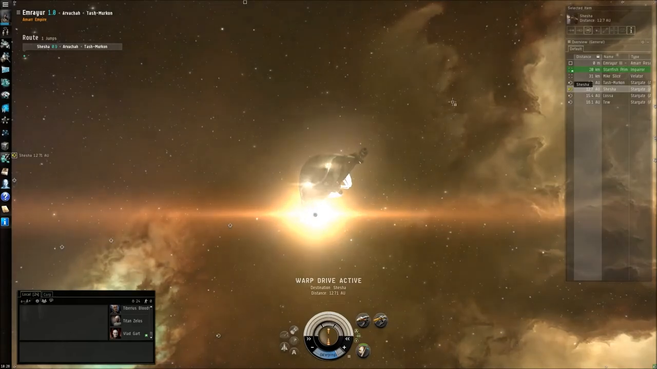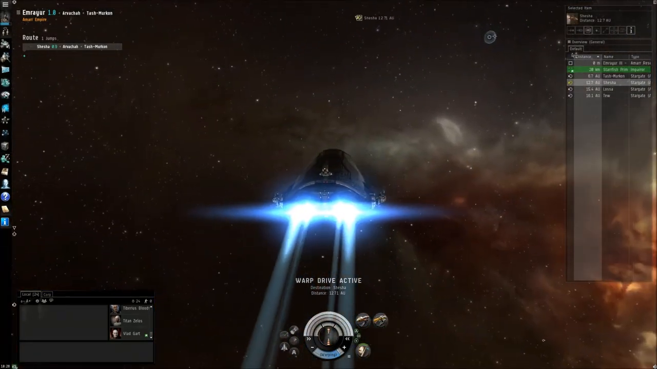So you may notice this is yellow. Now, because we've set a destination of route, it lights up on your map where to go.